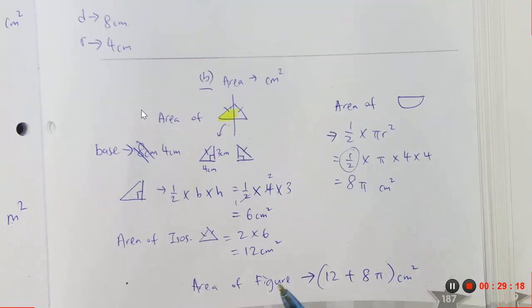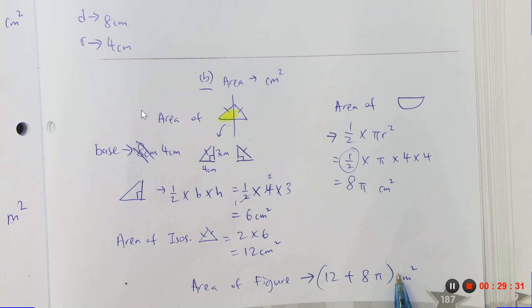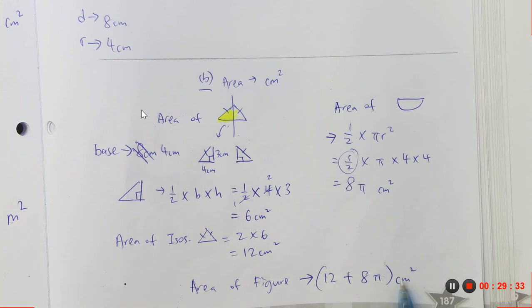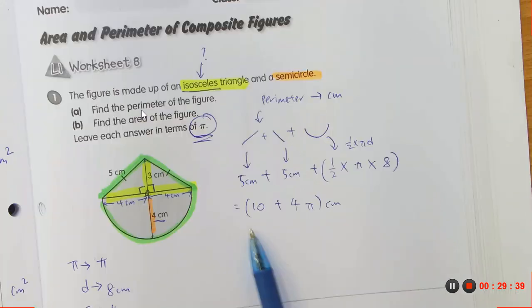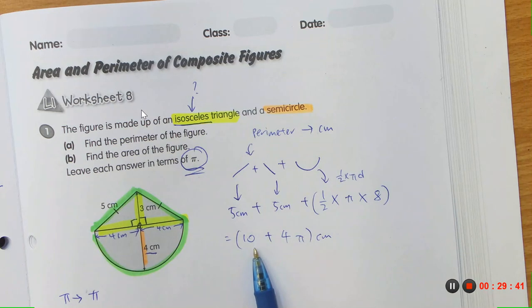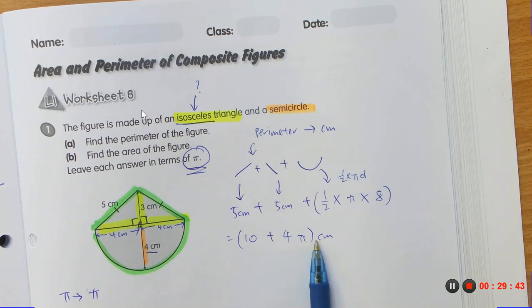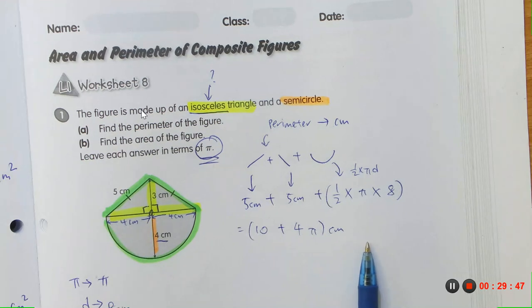Okay, very good. Skylar says, where do I place the unit of measurement? Can you look at this again? I put the bracket, I put 12 plus 8 pi, that's an algebraic expression. Then I put the unit of measurement outside. Same as this one, I put the algebraic expression inside the brackets, 10 plus 4 pi, then use the unit of measurement outside.